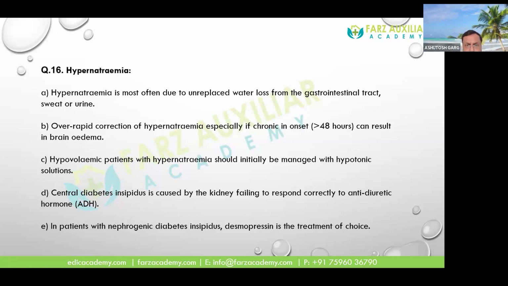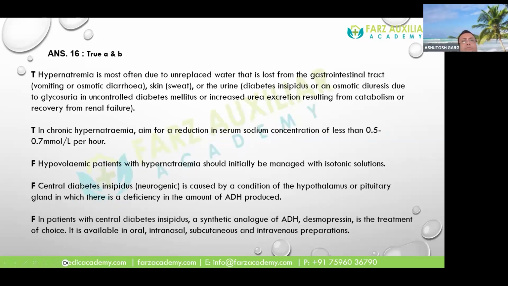Somebody told TTF, only C is wrong. Okay. So A and B are true, C, D, E, all three are wrong. So hypernatremia is most often due to unreplaced water that is lost from GI tract, skin or urine. In chronic hypernatremia, aim for reduction in serum sodium of less than 0.5 millimole per liter per hour. Then hypovolemic patient with hypernatremia should initially be managed with isotonic solution.